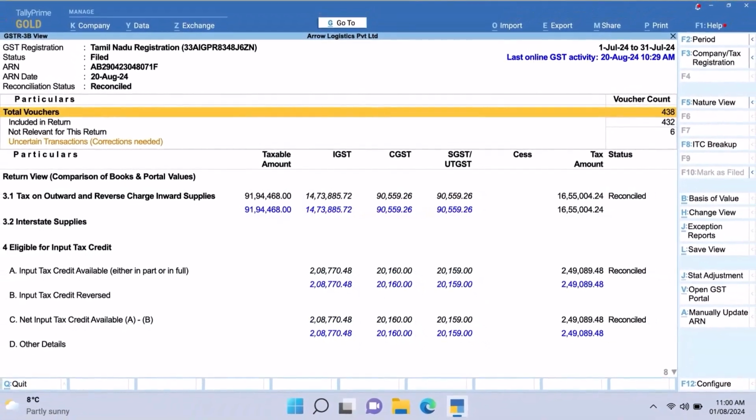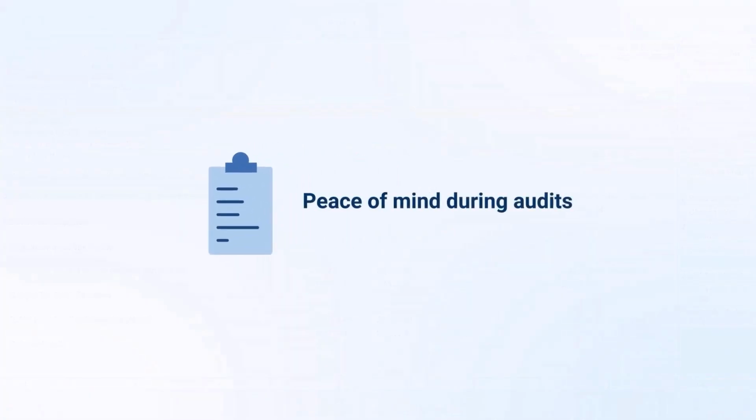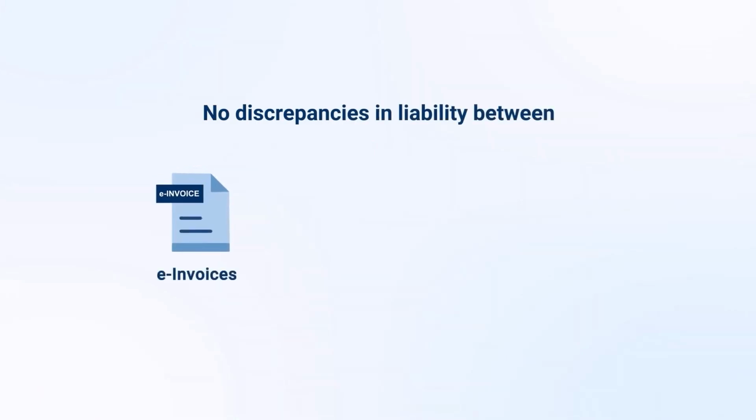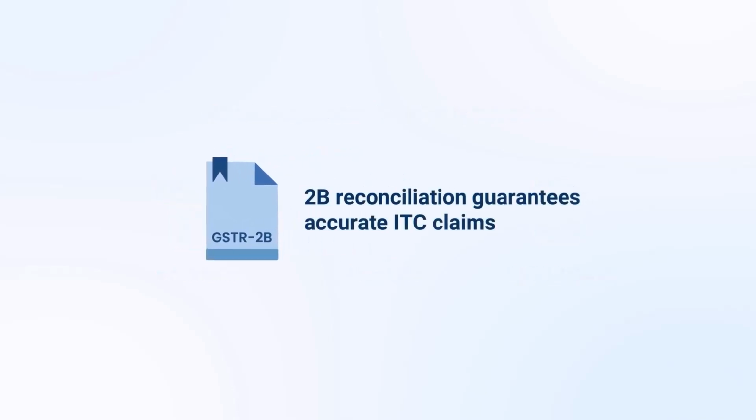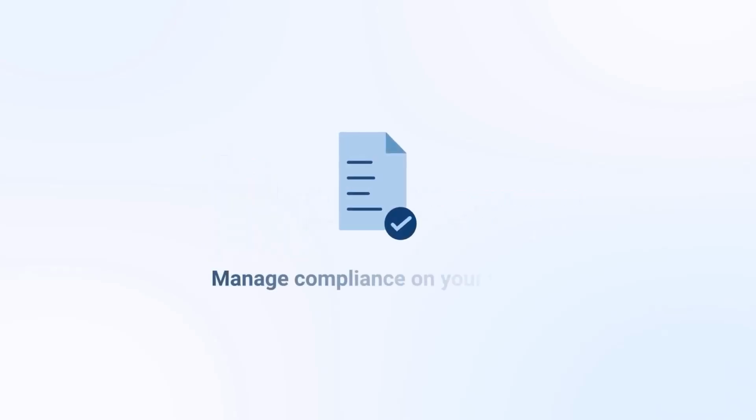Connected GST reconciliation in Tally Prime 5.0 ensures peace of mind during audits with no discrepancies in liability between e-invoices, e-way bills, and GSTR returns. Similarly, 2B reconciliation guarantees that your ITC claims are always accurate. Manage your compliance on your terms, with complete visibility into your status at all times.